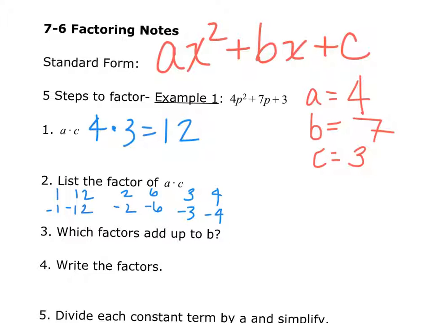All right. Step 3. I'm going to look at the list that I just made, and I want to know, do any of those add up to my B value? What is B? 7. So do any of these add up to 7? Yes. Which 2? 3 plus 4. Negative 3 plus negative 4 would be negative 7, but 3 plus 4 is 7.